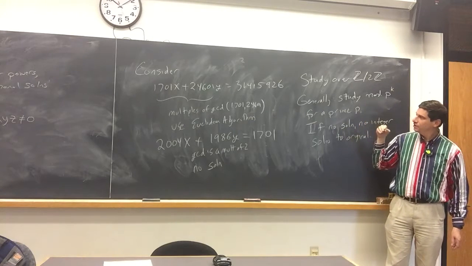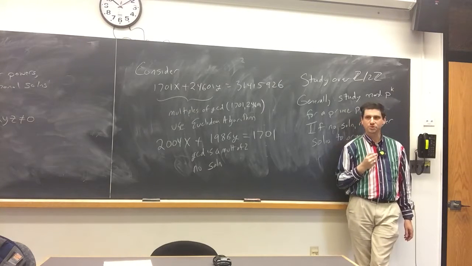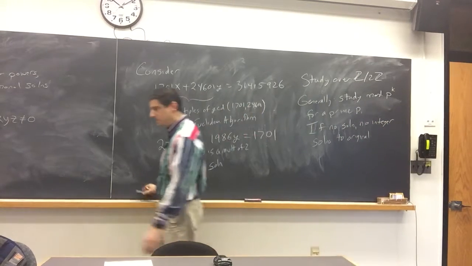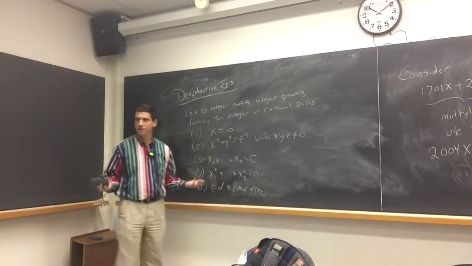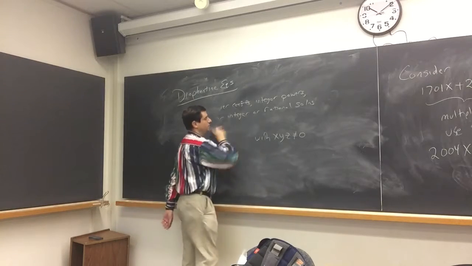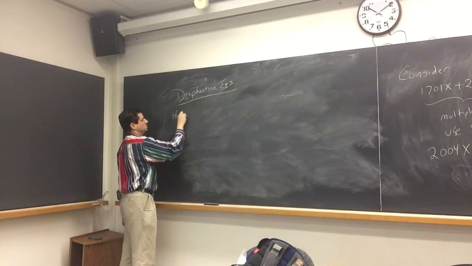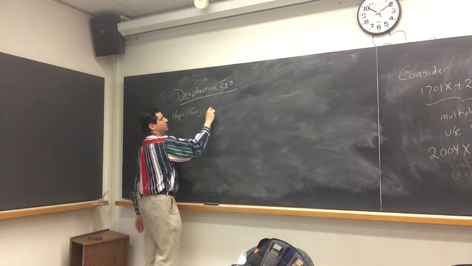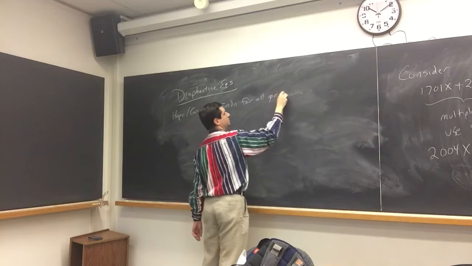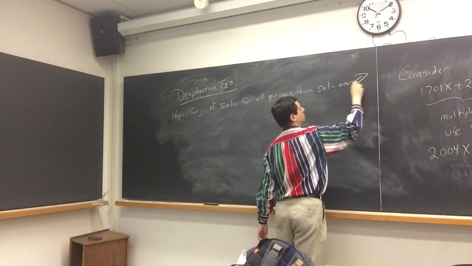What if you have a solution for every prime? What do you think should be true? There's a solution. Yeah, I mean, doesn't that seem like, if you can solve it for every prime, you should be able to piece together a solution. So this would be a great hope, or conjecture. If solution for all primes, then solution over the integers.